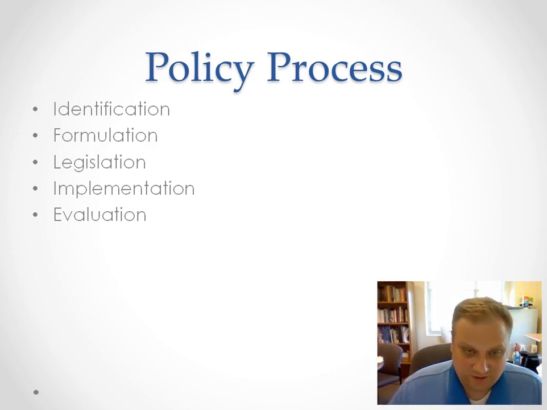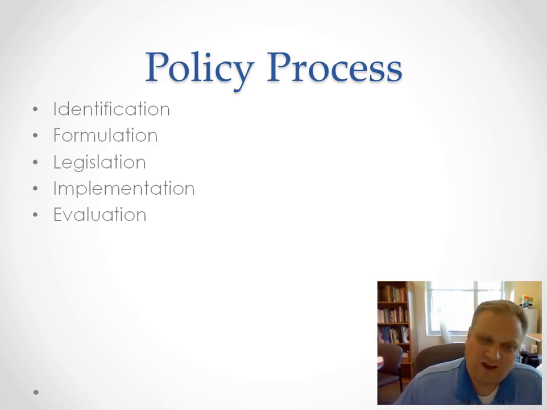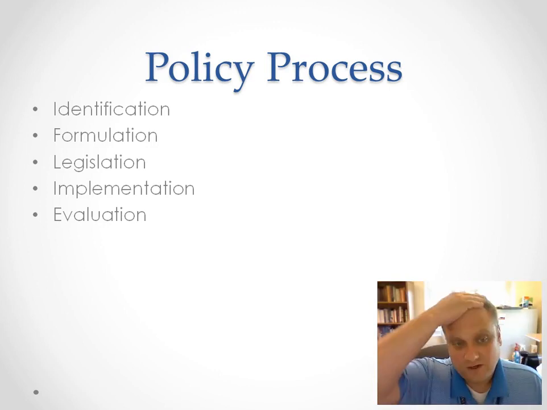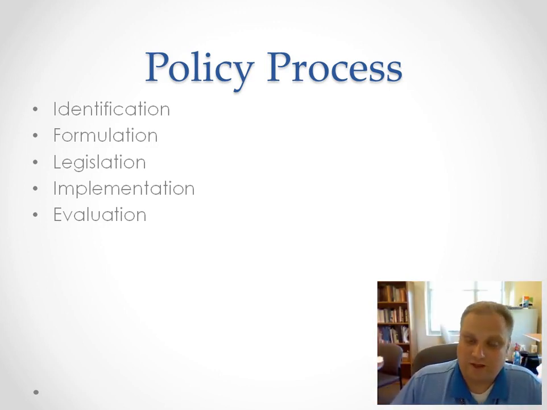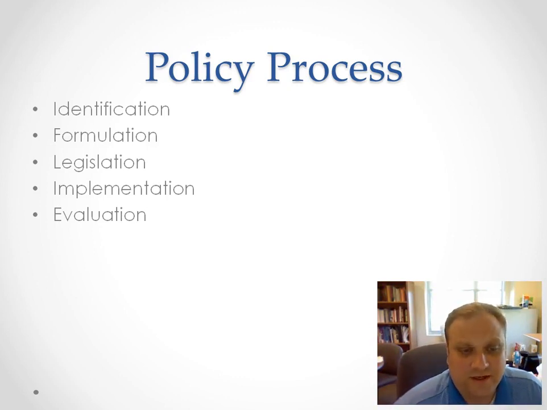The policy process, as you recall, consists of 5 general elements. Now, you'll see people might use some different terms for these things, but this is one fairly common method of looking at the policy process. And obviously, it starts with identification, identifying the problem or a problem to be addressed, formulating a solution, legislating that solution, implementing that solution, and then evaluating the solution, and then going back.